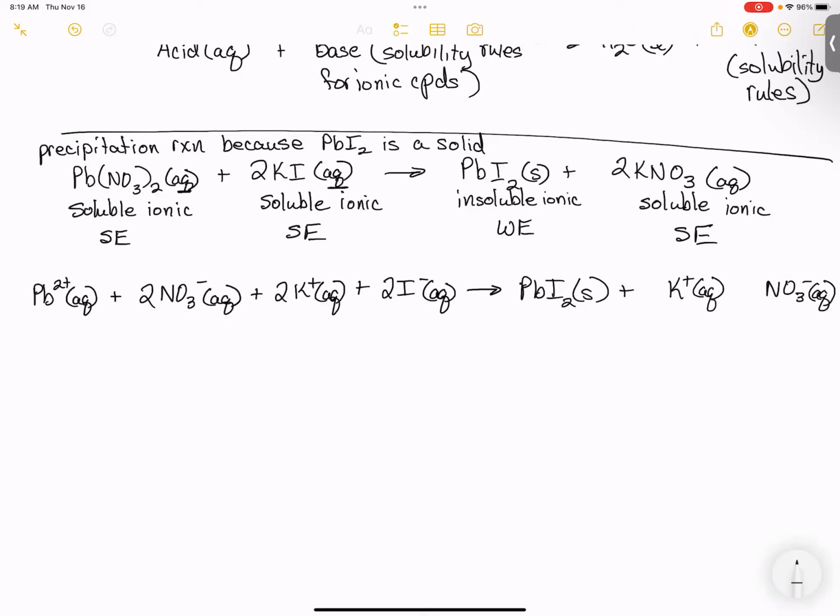And we do have to do something. This has to be balanced. So since there are 2 potassium nitrates, that means that there are 2 potassiums and 2 nitrates. That, folks, is the complete ionic reaction. It is illustrating what everything looks like in solution.